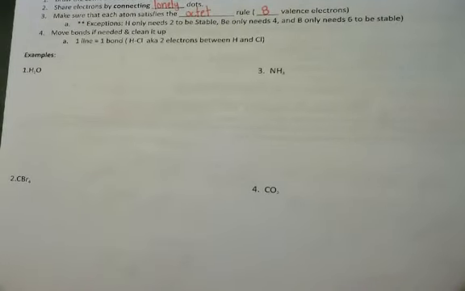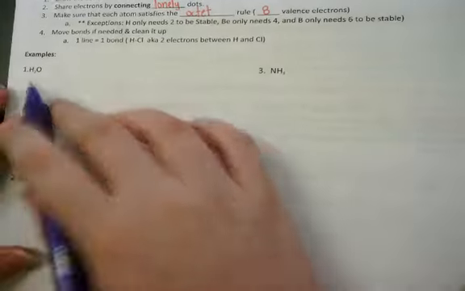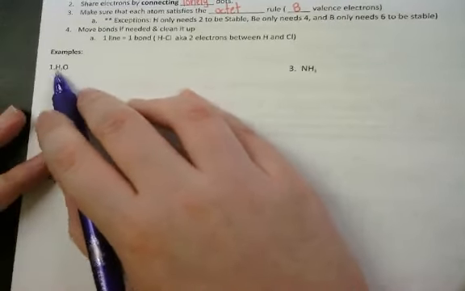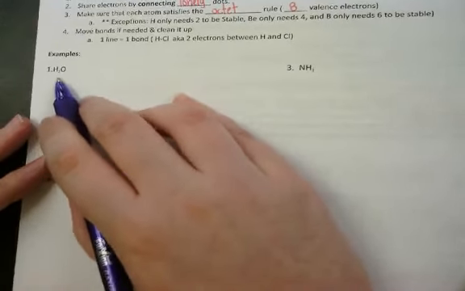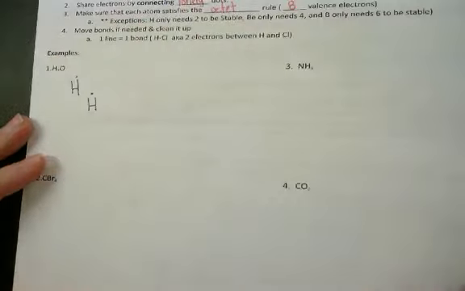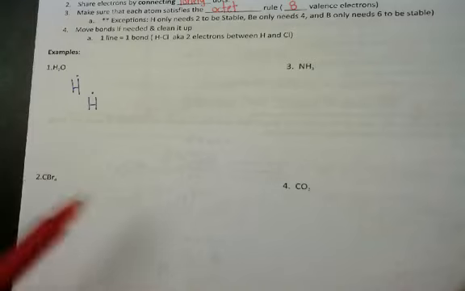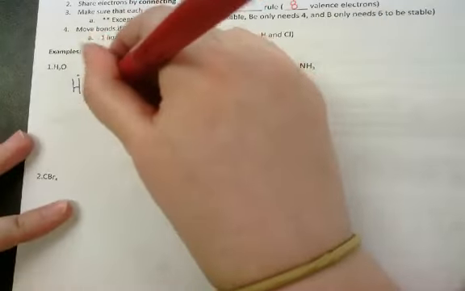Alright, so let's go through and draw these. We're going to start off just the same as we did for the ionic. We're going to draw the Lewis dot for each of these. So, hydrogen, this is H2O. So that's telling me that I have two H's. So I'm going to draw two H's, the Lewis dot structure for each H. And then I'm going to draw the Lewis dot for the oxygen atom.